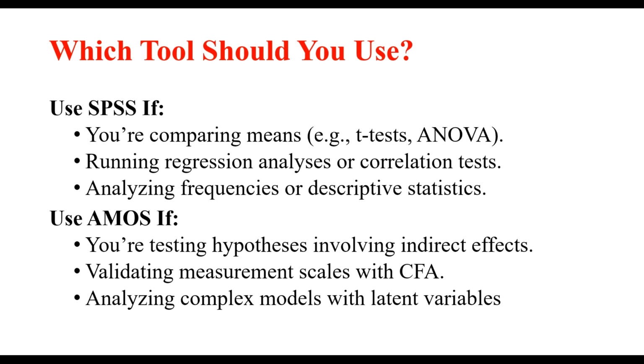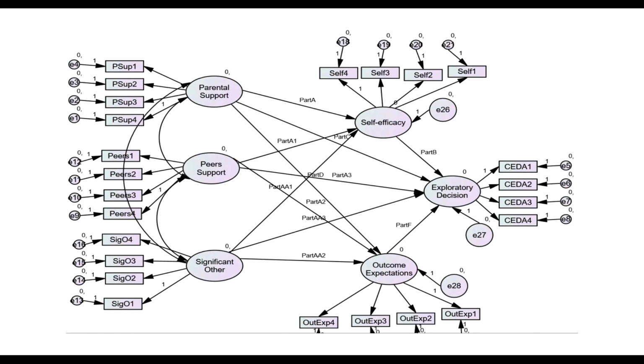If you want to use AMOS, it means you are interested in testing hypotheses involving indirect effects, or what Andrew Hayes called conditional direct and indirect effects, in this case moderation analysis, mediation analysis, moderated mediation analysis. Two, you want to validate measurement scales with confirmatory factor analysis, CFA, or analyze complex models with latent variables. So if you look at this pictorial image, you will see that this is a typical example of a structural equation model.